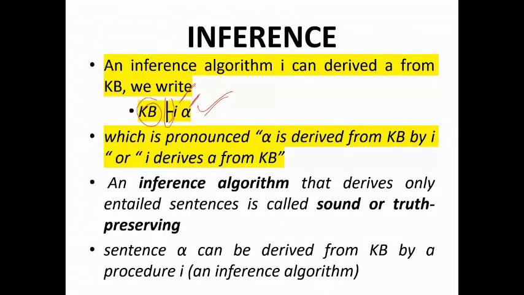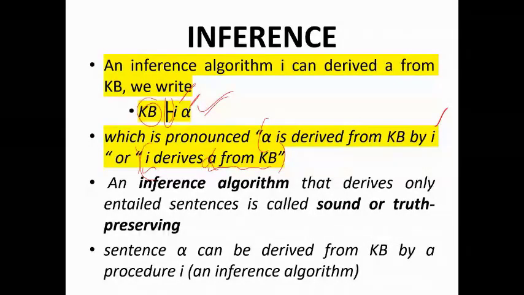So we can think alpha, sentence or idea, is derived from knowledge base by inference I, or I derives alpha from KB, like this one. So alpha is derived from KB by I, or we can think of it in another way, like this quotation. So I derives alpha: inference derives sentence alpha from KB.